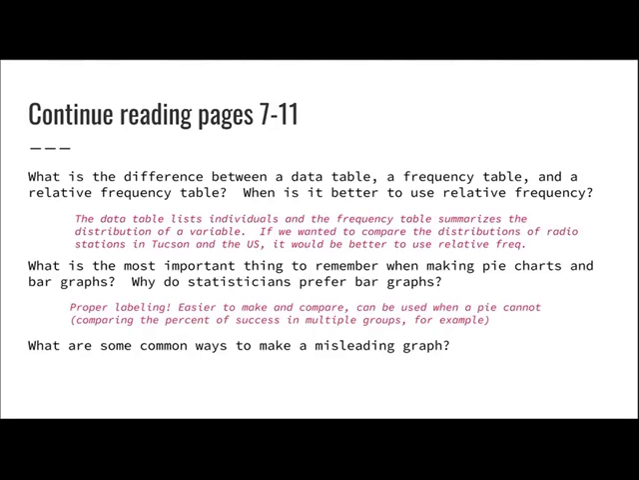And then what are some common ways to make a misleading graph? All right, well, first of all, violating the area principle. It should be proportional to the frequency. Don't start the frequency axis at 0, and making 3D graphs.